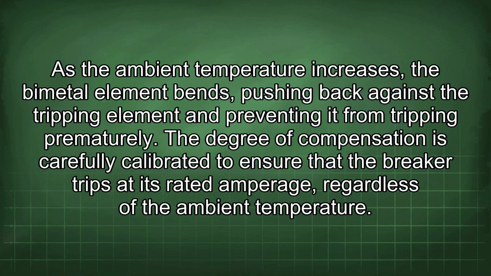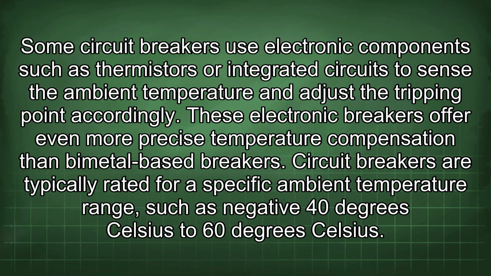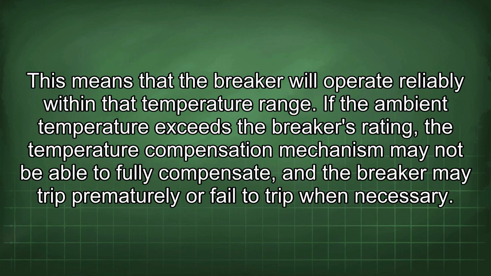Some circuit breakers use electronic components such as thermistors or integrated circuits to sense the ambient temperature and adjust the tripping point accordingly. These electronic breakers offer even more precise temperature compensation than bimetal-based breakers. Circuit breakers are typically rated for a specific ambient temperature range, such as -40°C to 60°C. This means that the breaker will operate reliably within that temperature range.